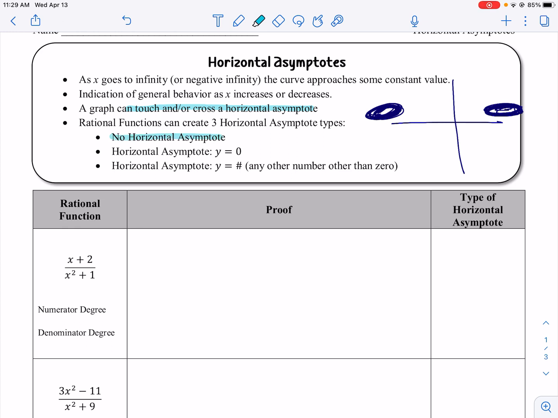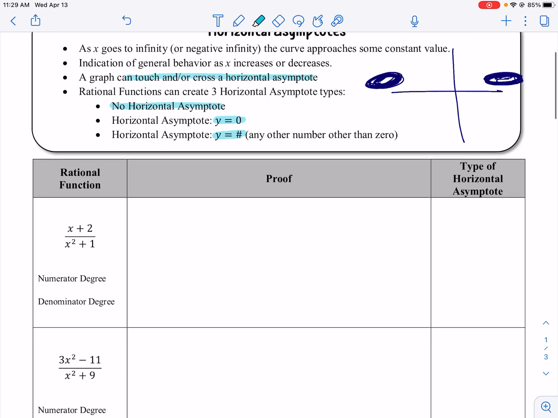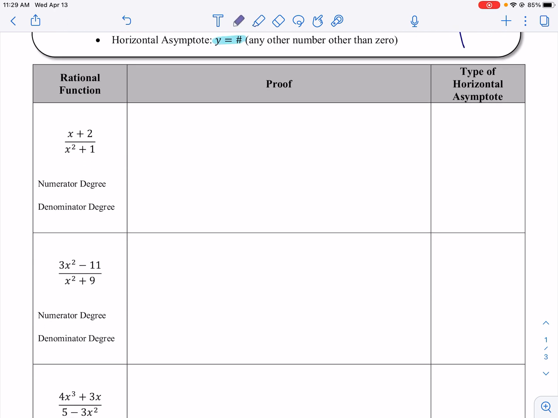And there's really three types, which don't seem helpful at the beginning but are helpful later. You can get a category of no horizontal asymptote. You can get a category that always creates y equals 0 and a category that creates a specific number. Okay, so let's look at those three categories now. So the first category is a situation that is listed here with this example.